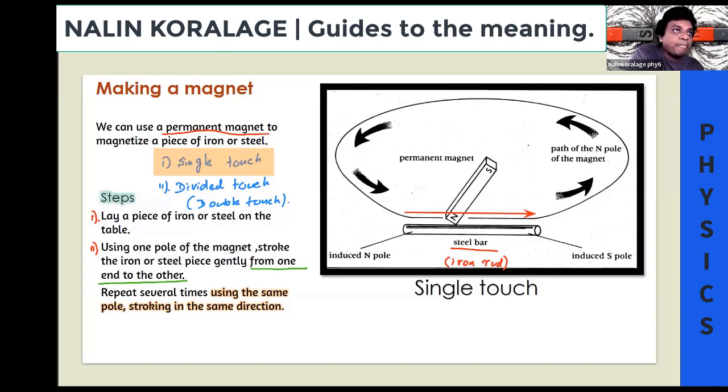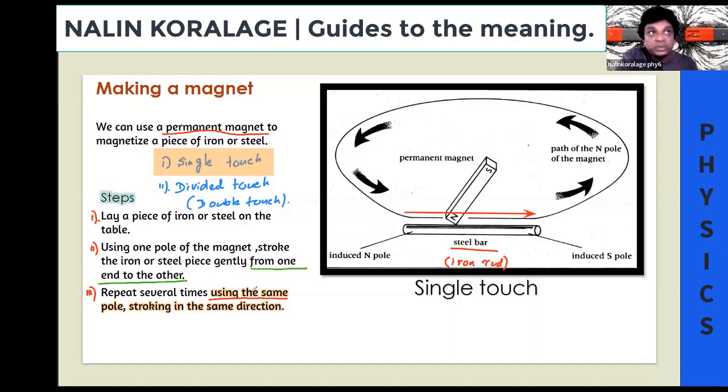And then the third step is to just repeat this process, right? Repeat several times using the same pole, stroking in the same direction. That is probably the most important step. Using the same pole is very, very important, right? Say 2-3 times you use the North Pole to stroke the steel bar or the iron bar, and then after that you can't remember what pole was used. So accidentally you use the South Pole in the remaining strokes, so it is not going to work that effectively. You have to stick to one particular pole.